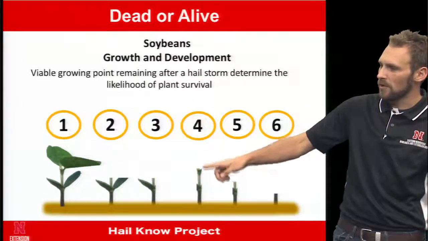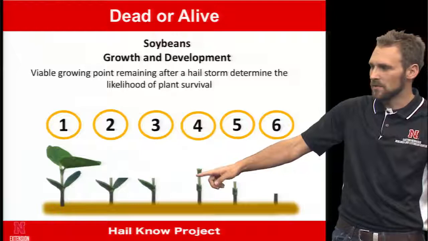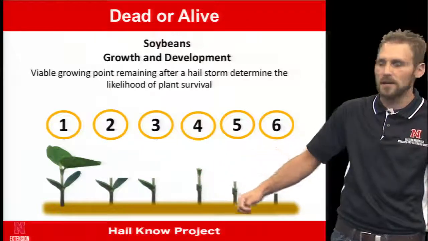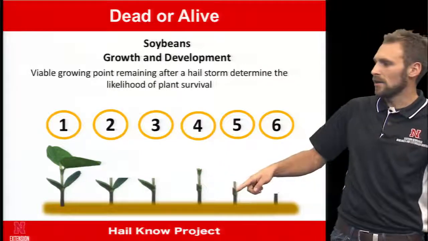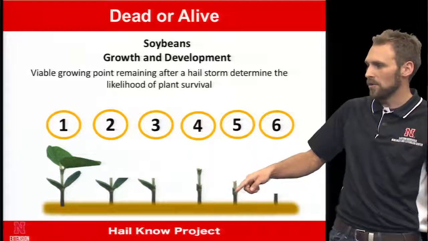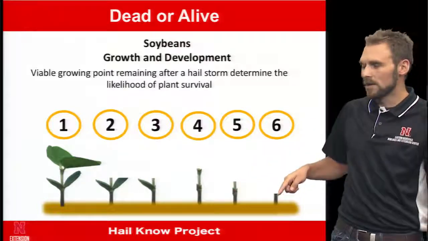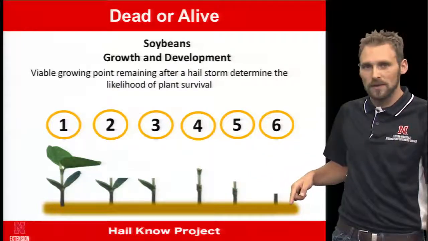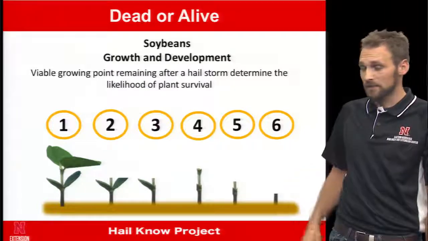Even if we shave off all the plant material, we still have 2 viable nodes in this case. So this plant is technically alive as well. And here, even shaving off both, we still have that viable node. Really, the only one we could accurately tell right away that's dead is number 6 on here.